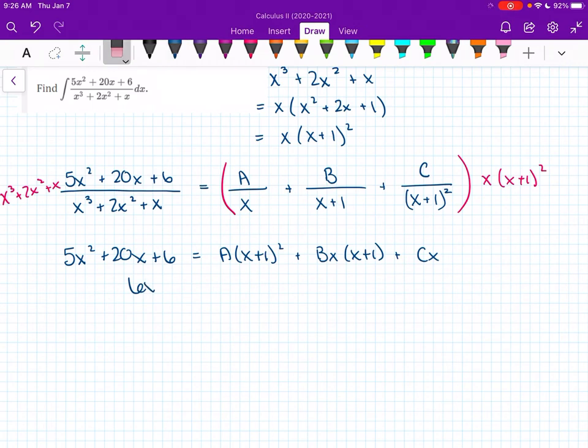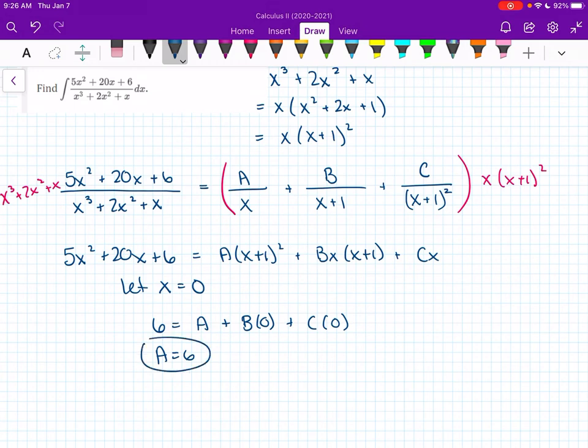So the first thing I'm going to do is let x equal 0, right? Because I know x can be anything I want, and whatever x is, these two sides have to be the same. What that's going to do is eliminate lots of my factors here. So then I'm going to get 6 equals a times 1 plus b times 0 plus c times 0. So now I have a equals 6. So I have one of my variables. Okay?